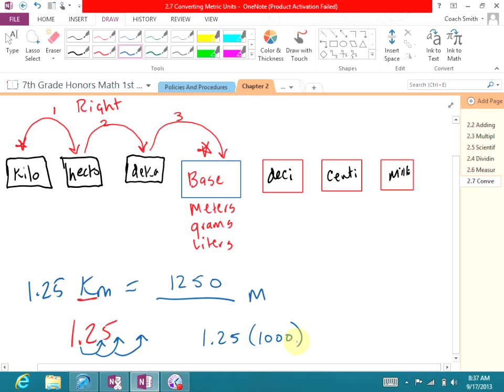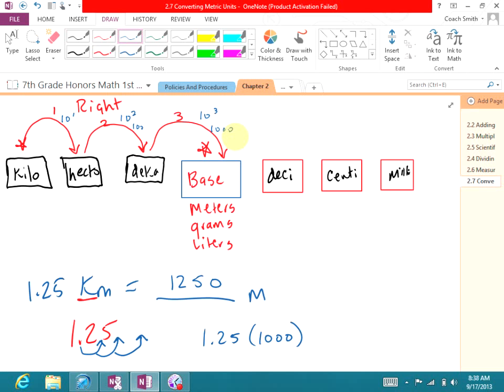For every box that you move, it's a power of 10. So this was 10 to the first power, which was 10. This would be 10 to the second power, which would be 100. This is 10 to the third power, which is 1,000. That's why I moved it 3 places. That's why I said you multiplied it by 1,000.